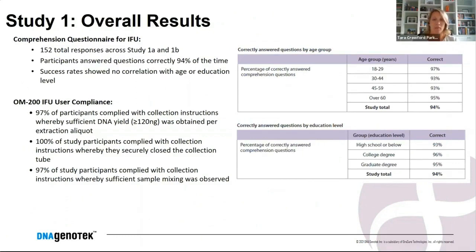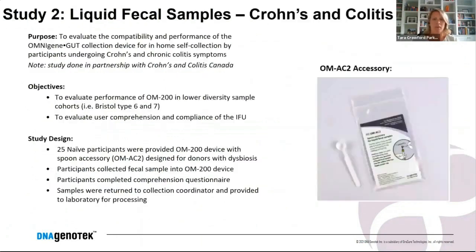When assessing the user compliance of the OmniGene Gut IFU, as evaluated in Study 1B, 97% of participants complied with collection instructions, whereby sufficient DNA was obtained per extraction aliquot to support common downstream microbiome processing applications. Across both the studies, 100% of study participants complied with instructions whereby the tube was securely closed. 97% of participants complied with collection instructions regarding sample mixing as assessed via visual inspection, either by the observer in Study 1A or by the laboratory personnel in Study 1B.